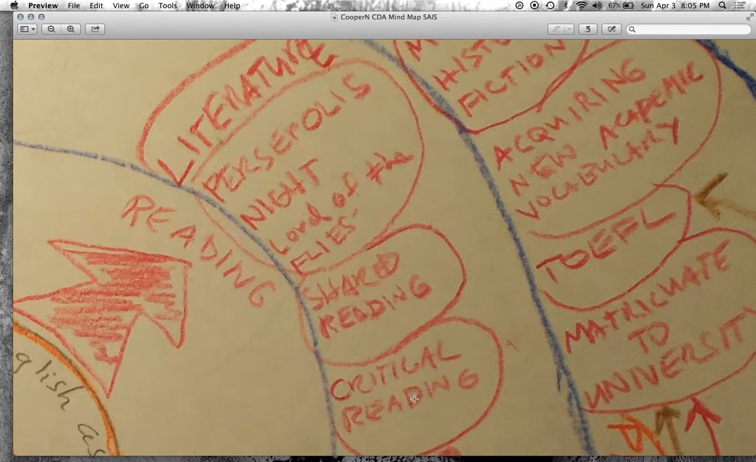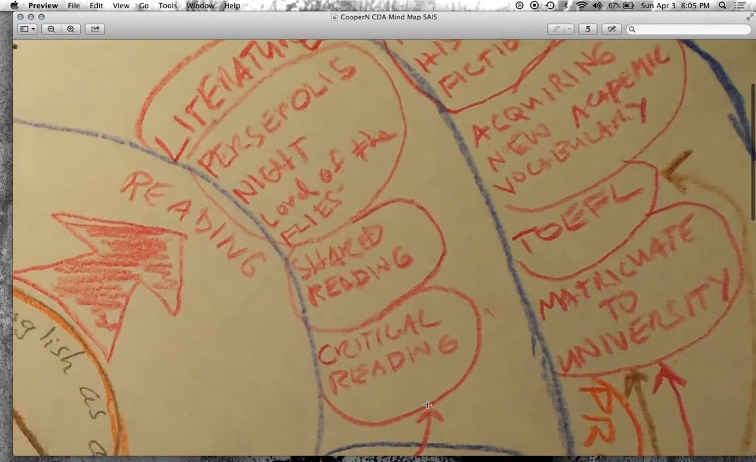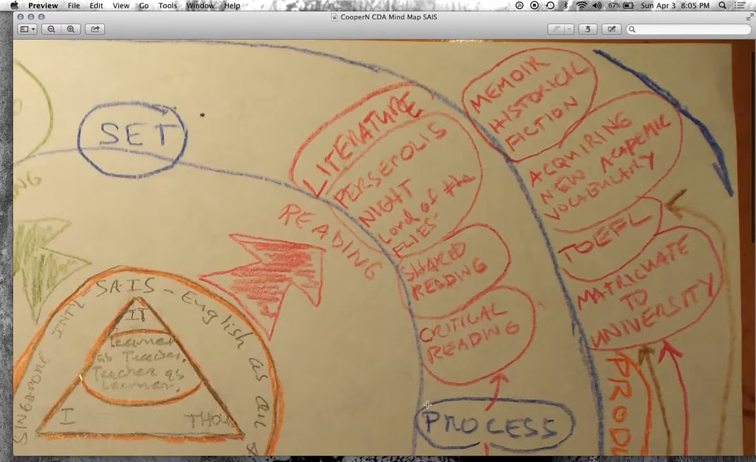Critical reading. This is all process. Critical reading. Teaching the students what to read, what to look for, supplying them with guiding questions, having them annotate and have dialogue with the text. That's all process. Teaching critical reading. Let's go down here.